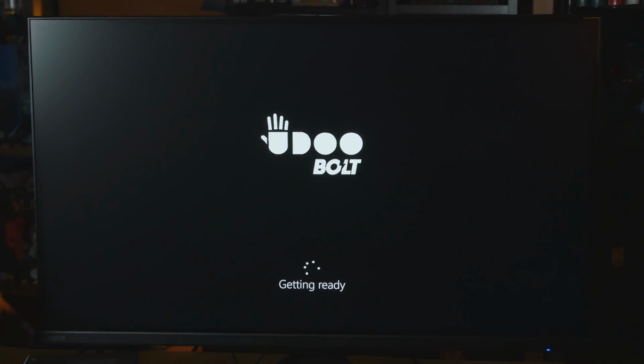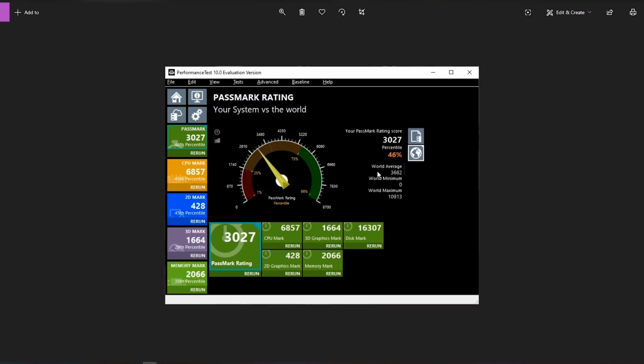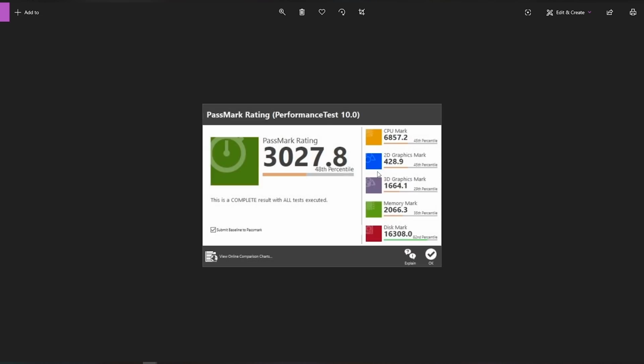But now let's talk about Windows, because I put Windows 10 on here to see how that ran. First thing I did was run Passmark. Ran Geekbench on Linux, ran Passmark over here to see, and it's right where I thought it would be, the 46th percentile. So again, not as fast as half the computers out there, but, you know, faster than 98% of them. And there you can see the Passmark rating.